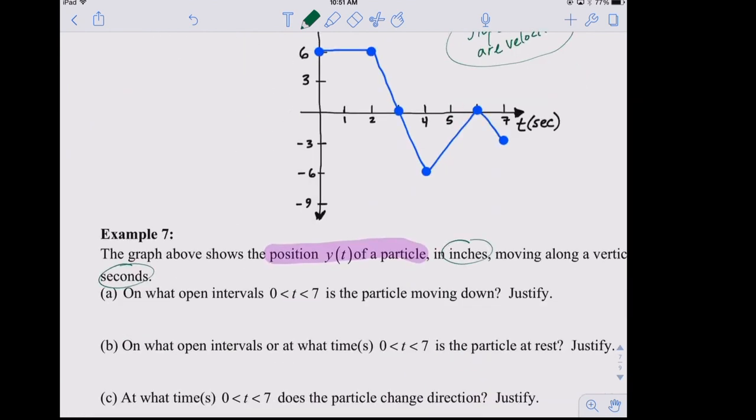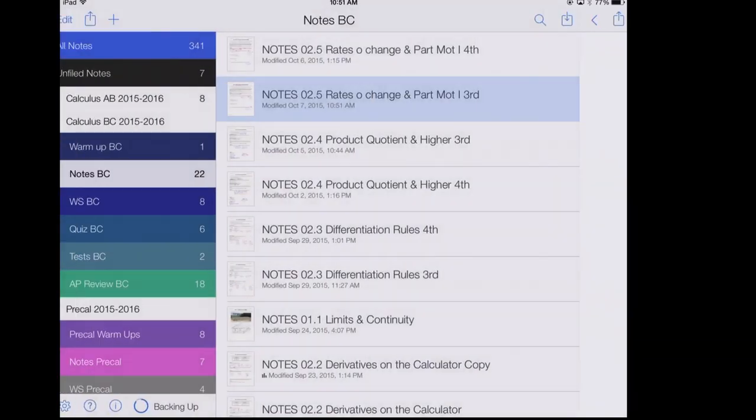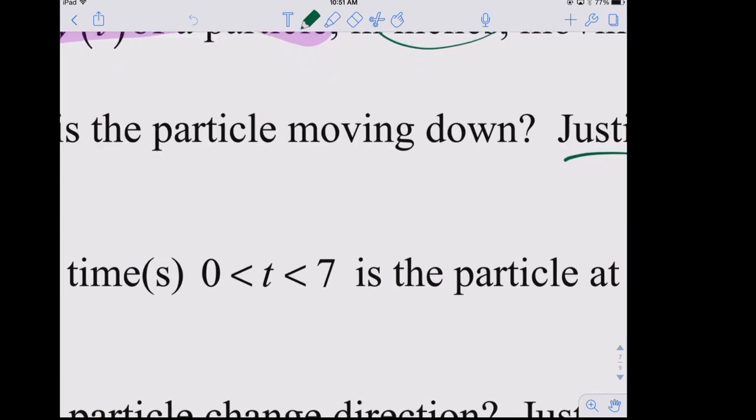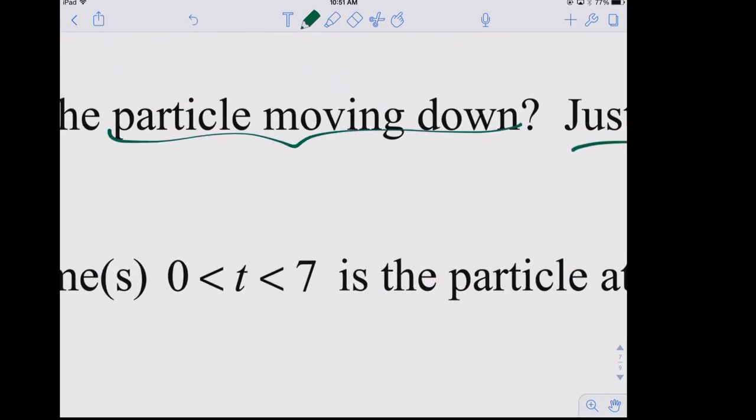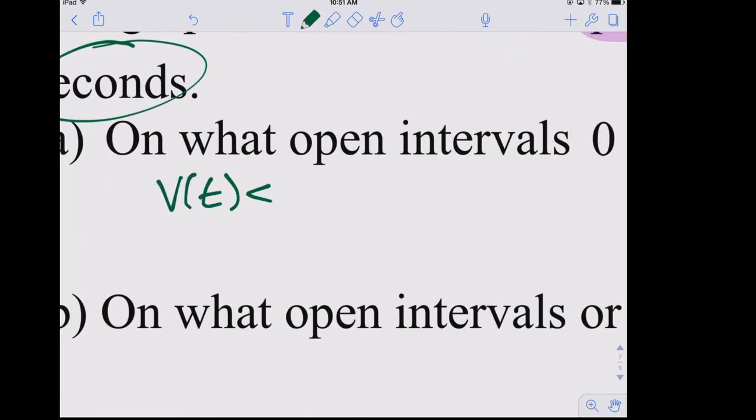Okay. On what open intervals is the particle moving down? It says to justify. You can justify before you answer the question, or you can justify after you answer the question. It doesn't matter. Sometimes, though, justifying before you answer the question helps you answer the question. So let's do that one. A particle is moving down when its position is decreasing, right? Which would mean its velocity is negative. So let's go ahead and say that. That's when v of t is less than 0.